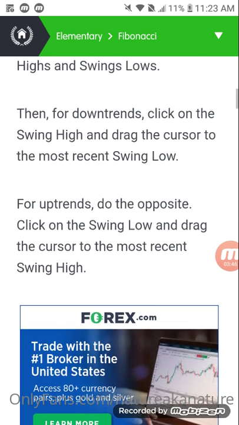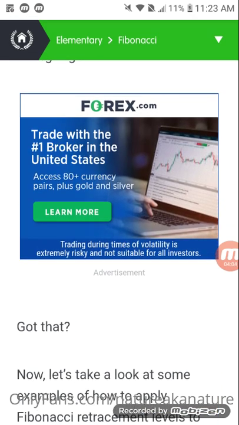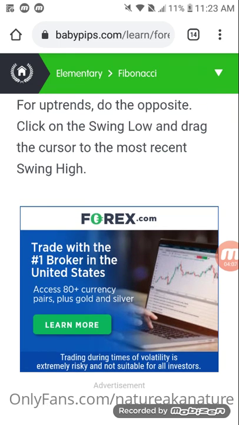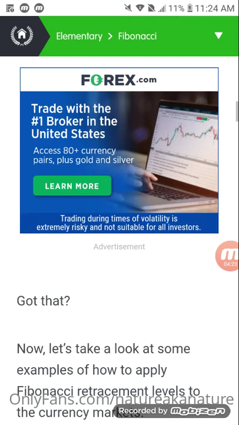For a downtrend, you click on the swing high and drag the cursor to the most recent swing low. For an uptrend, you do the opposite. You buy on support, so you click on the swing low and drag the cursor to the most recent swing high, because in an uptrend price goes all the way up to the high. Got that?